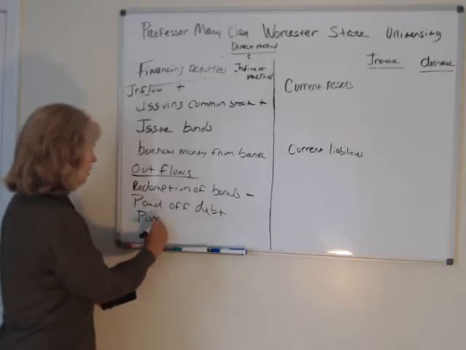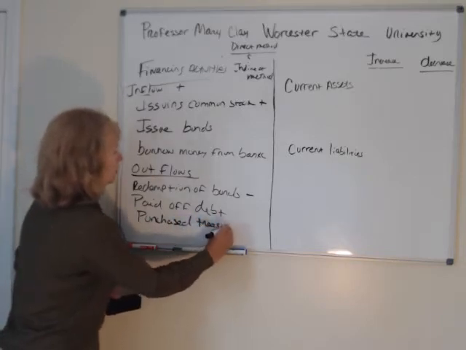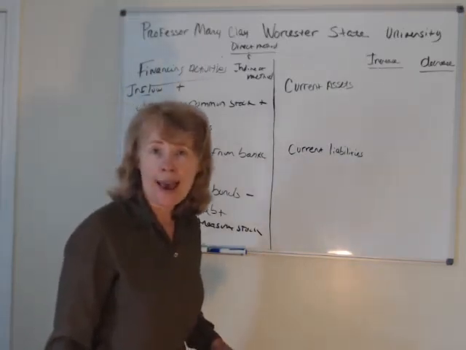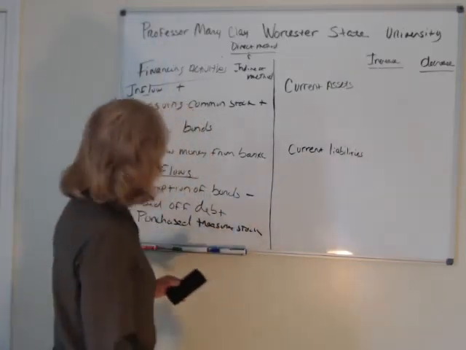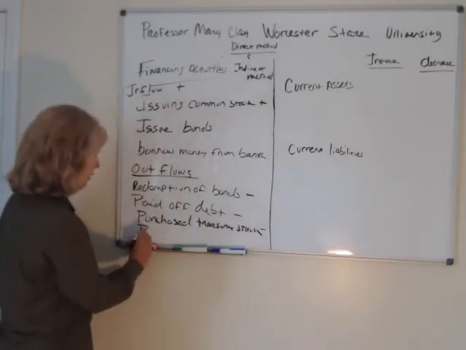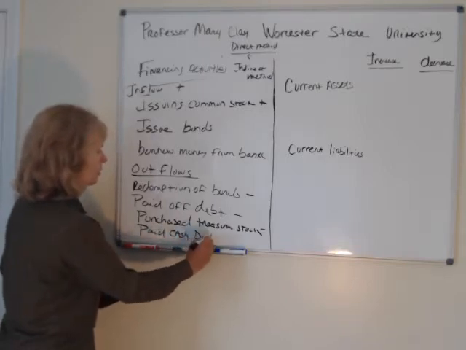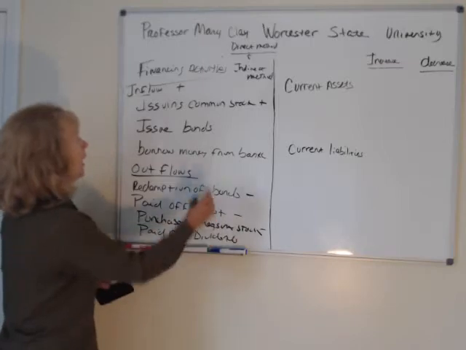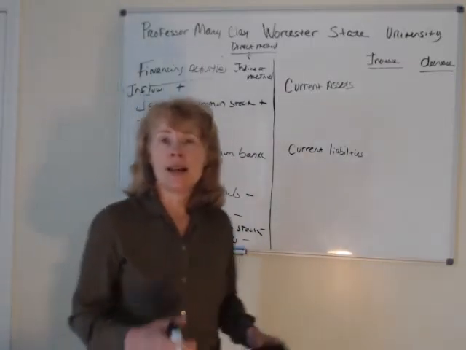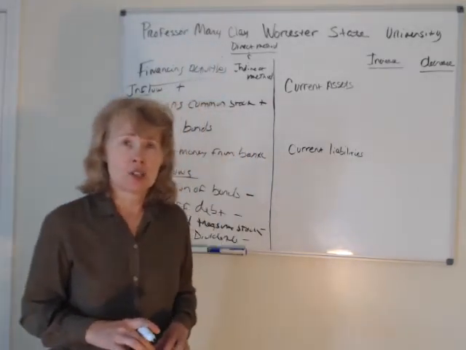Purchased treasury stock. Debit treasury stock, credit cash. So treasury stock will go under financing. These are all minuses. Paid cash dividends. That will go under financing. That's a negative. Paid cash dividends: debit retained earnings, credit cash. So that's your financing section, okay?